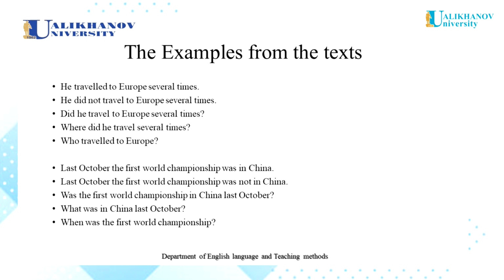For example, last October the first World Championship was in China. So was is the form of the verb to be in the third person singular in the past tense form. The next sentence. Last October the first World Championship was not in China. It's a negative sentence.